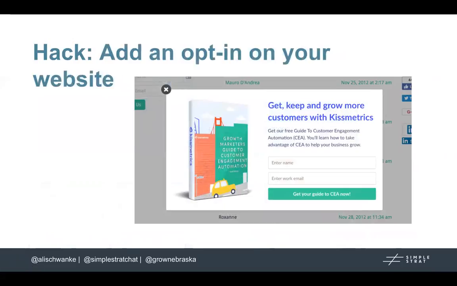Adding an opt-in to your website. If you don't currently have an opt-in, this is a great way to get people onto your email list. I know a lot of people have 'sign up for our newsletter' or 'opt into our email campaign.' I don't know about you, but unless I was really interested in what they have to offer, if I'm just browsing, I'm not going to sign up for their newsletter. So if you give me something of value that creates a compelling reason why, you're much more likely to get conversions on your homepage.